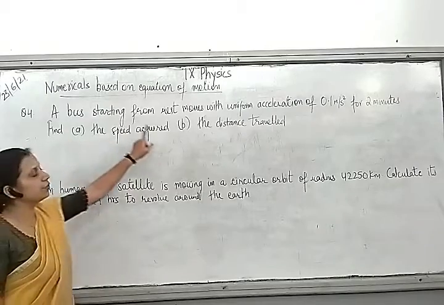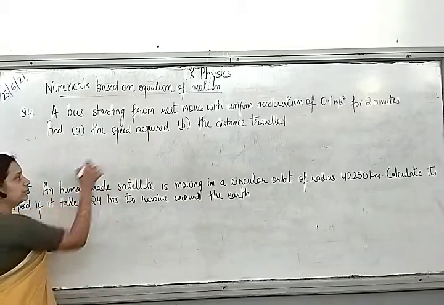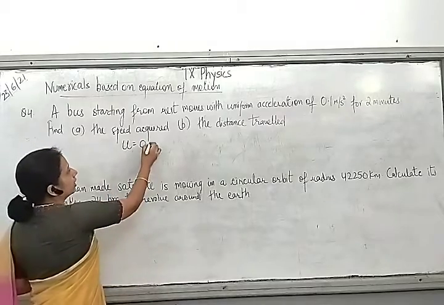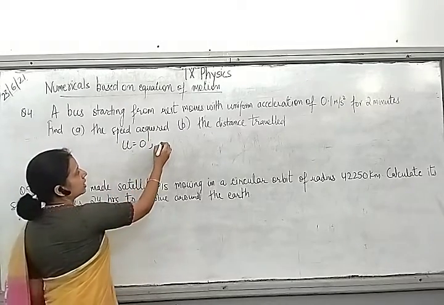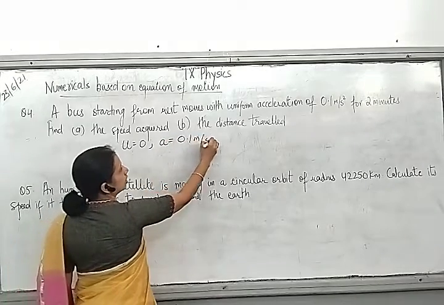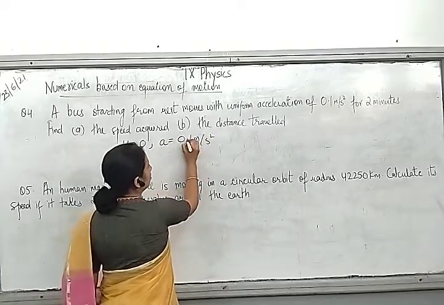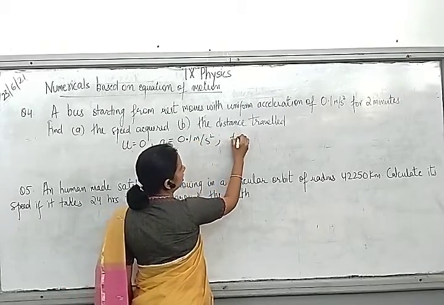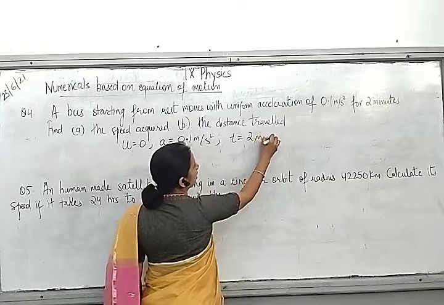So first step here, you write the given quantities which are in the question. A bus starting from rest, that means initial velocity u is 0. Then it is moving with uniform acceleration, that means a is 0.1 meter per second square. And then for 2 minutes, that means time is 2 minutes.